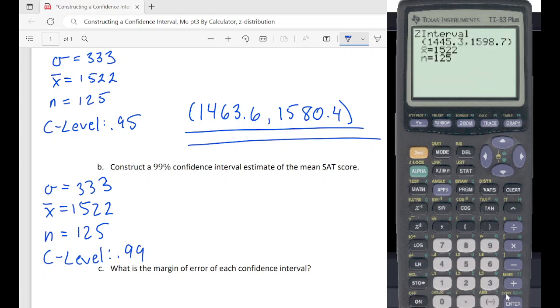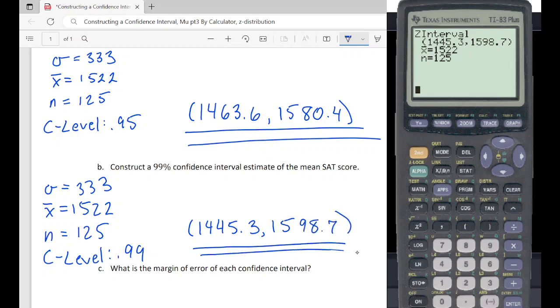And we just calculate, and we get this confidence interval when we're 99% confident, which is going to be 1445.3 to 1598.7. So we are 99% confident that the true mean is between these two numbers here for this confidence interval.